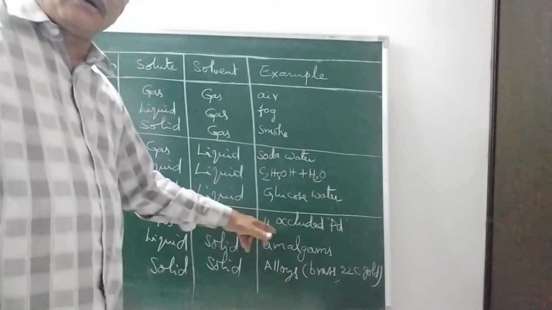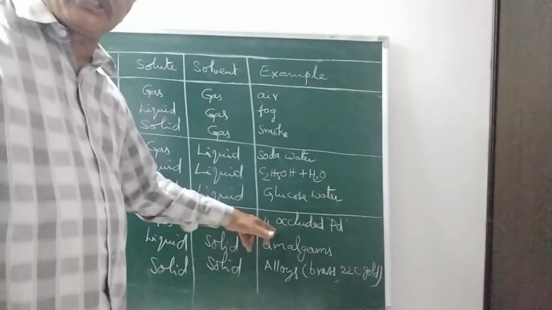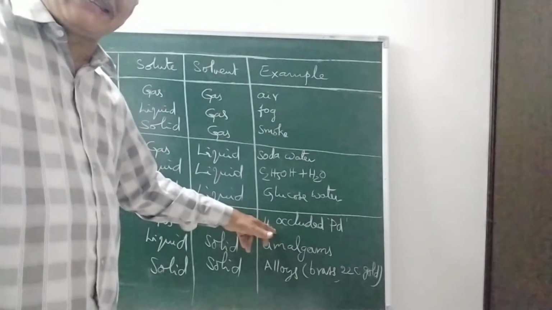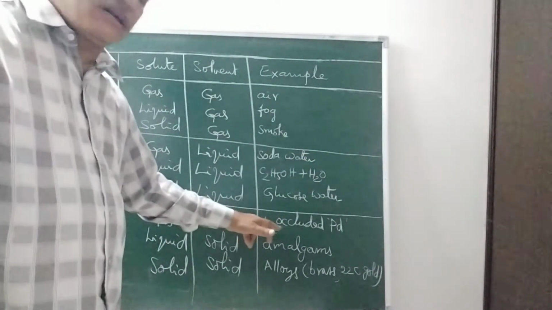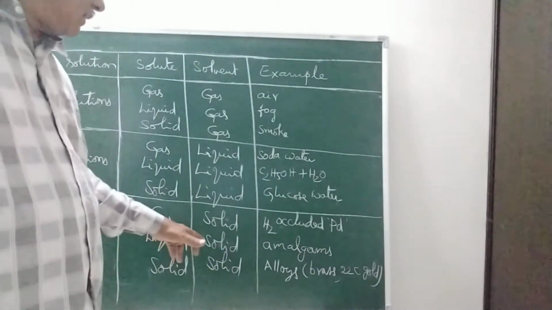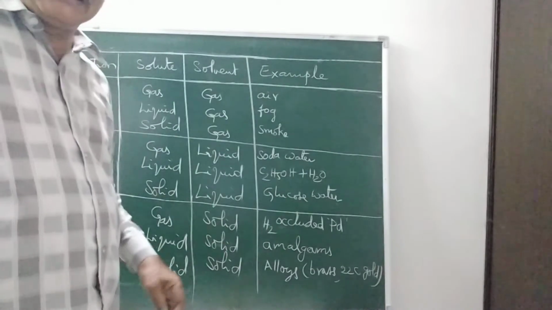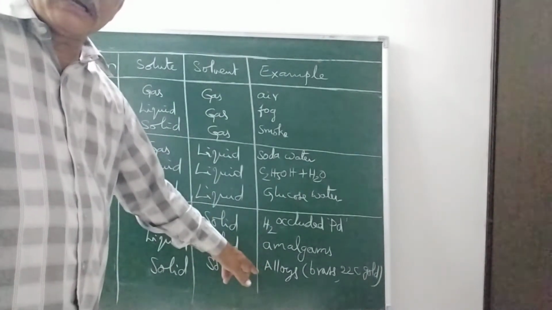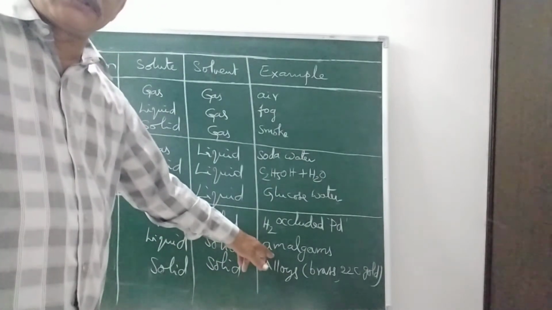You may go through this one in surface chemistry. Adsorption, absorption, if both take place, it is called sorption. Next, liquid in solid type of solutions. Example, amalgams. Amalgams are nothing but alloys of mercury. Alloys of mercury are called amalgams.